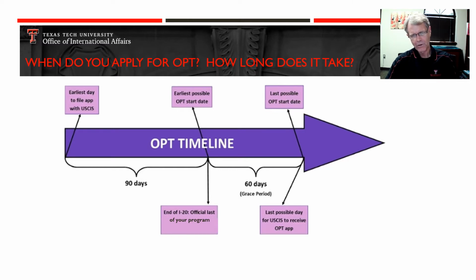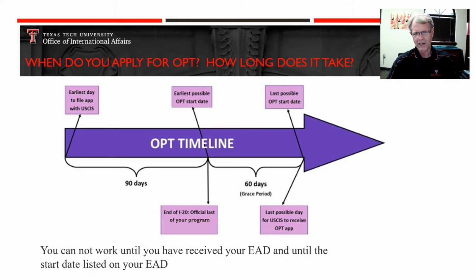The key to take away here is that you do not want to apply late for your OPT. And then you'll have to work on what you choose as your start date. And we'll talk about that. But just remember that you cannot work until after you get the card in the mail from the government and after the start date that you have chosen for your OPT that will appear on that employment authorization, on your OPT card.